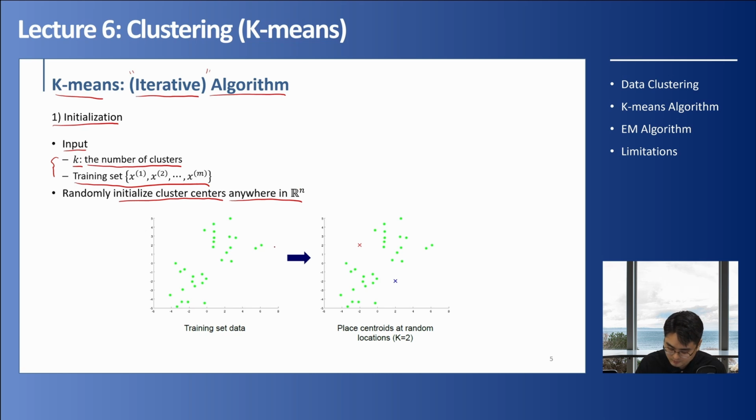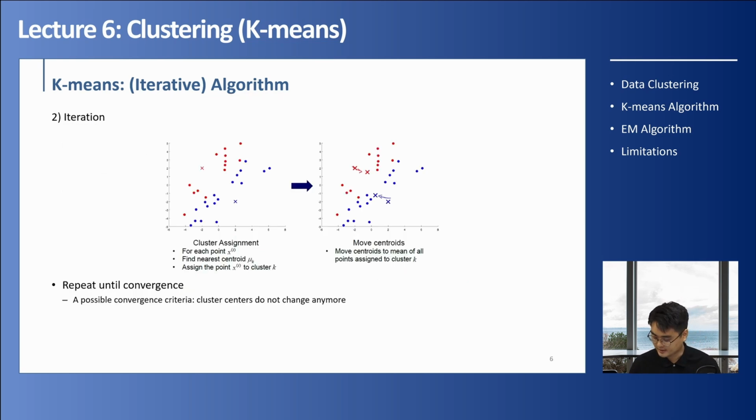So for example, if this is our training set data, what we need to do here for the first step is to initialize our cluster centers. So let's say that this is center 1 and center 2, since we suppose that k equals 2 in this current example.